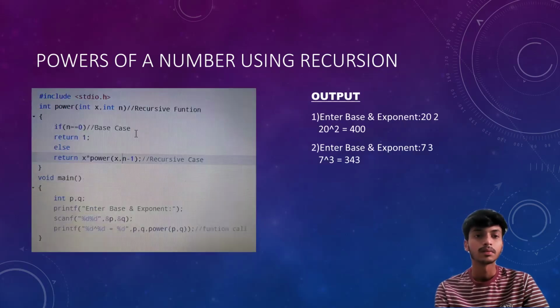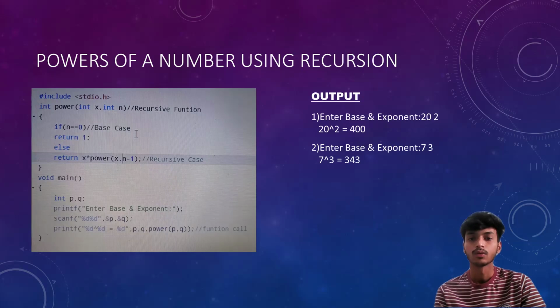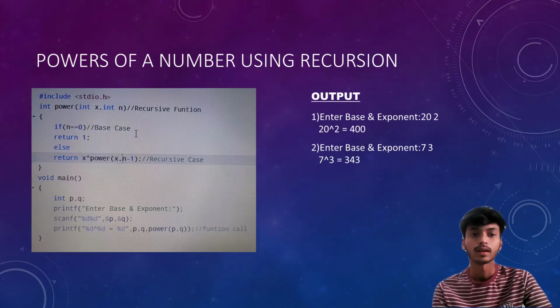Let's see the next example. It is to calculate the power of a number using recursion. Power contains a base and an exponent, like 7 power 4, 2 power 3, and so on. Let's see the program. The header file is there. Int power: power is the recursive function that we are using. We took two arguments, x and n. x is the base and n is the exponent, like x power n.